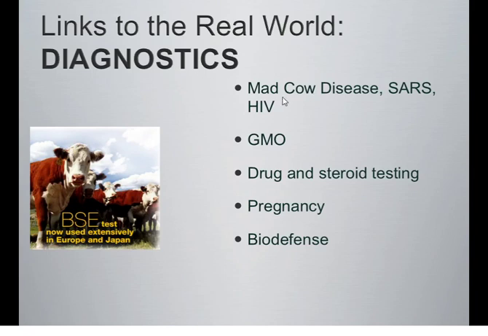So there are certain real-world diagnostics. Some GMOs are used for an ELISA, drug and steroid testing, especially if we know the chemical that we're looking for. Pregnancy tests, biodefense, mad cow's disease, SARS, HIV. These are kind of the most common diagnostic tests being used today because they're so prevalent, right? We're always testing for drugs. We're always testing for steroid use. We're testing for pregnancy. We're testing for certain diseases. You got to have some really fast testing for some of these things that are really dangerous to make sure that you keep ahead of it.